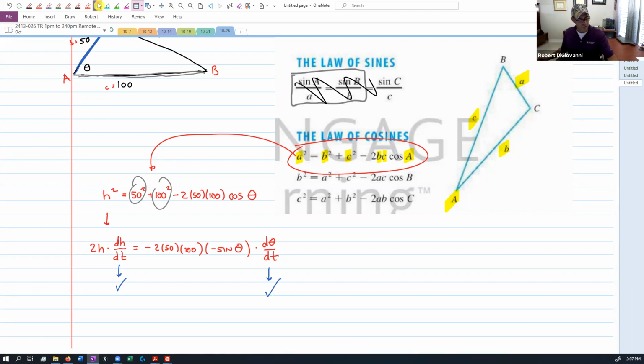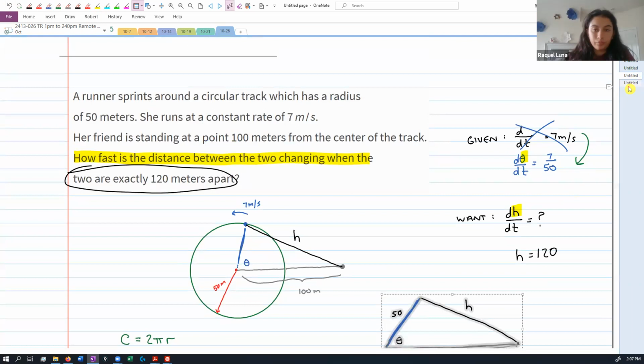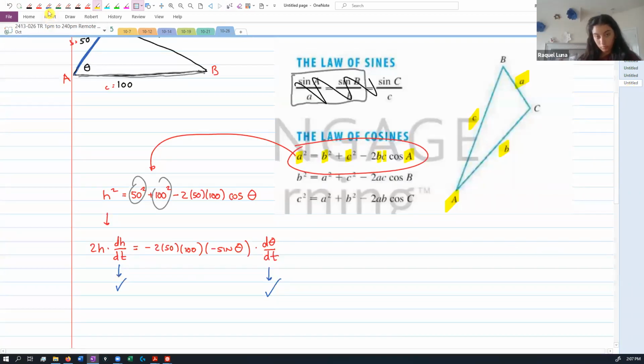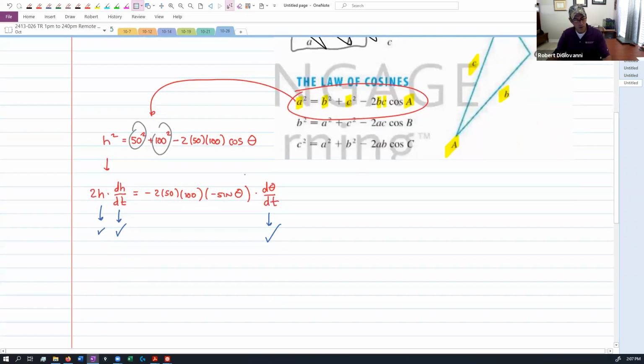There's still two things you don't know though, h and theta. Well, do you know h? Hold on, take that back. Didn't we know h at the moment in time? Yeah, it's 120. So I can replace this with 120. I'm actually really cranking now. That's going to be replaced with 120. The only thing I don't know is theta.